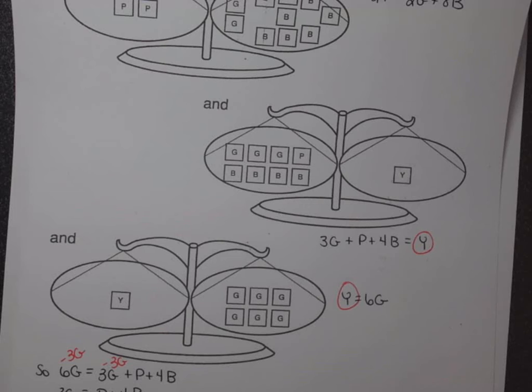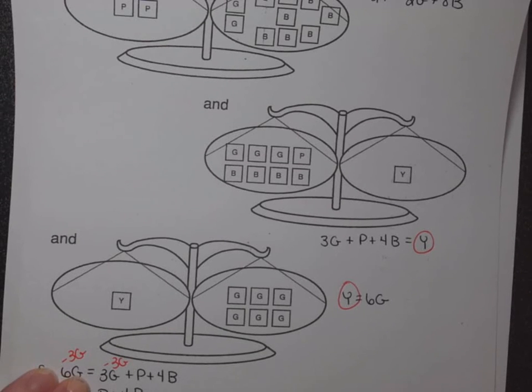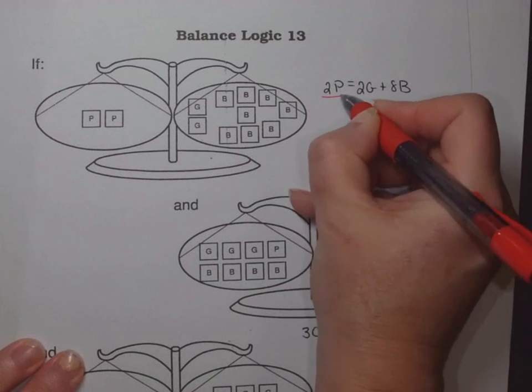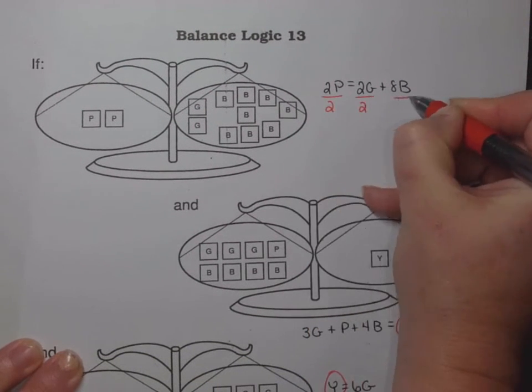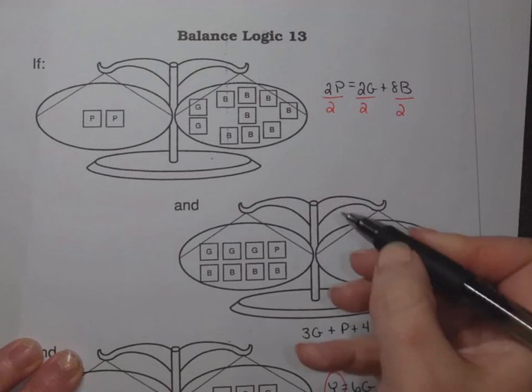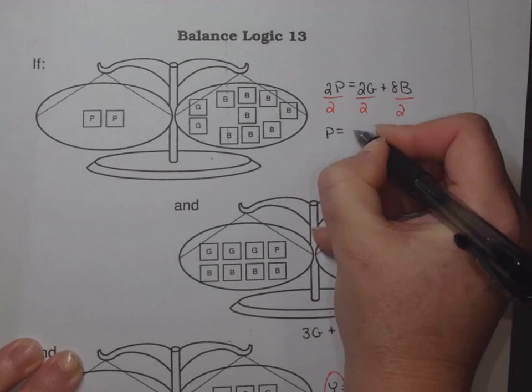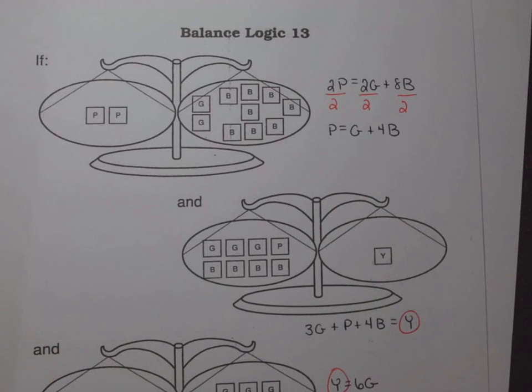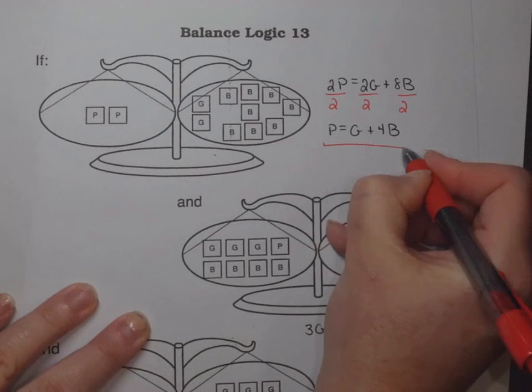Okay, so the question is, what are we going to do with that? We need some sort of simplification, so we're going to need to look at the other equation. Notice these could be simplified, right? I could divide everything by 2 up here, and if I did that, I would have that p is equal to g plus 4b. Okay, and then what I'm going to do is substitute this below.